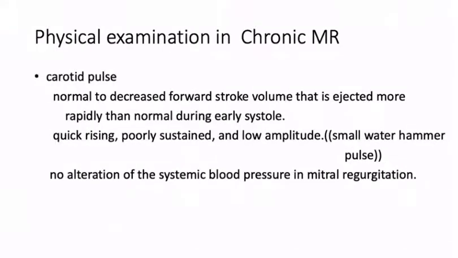Coming to the physical examination in chronic MR, in the carotid pulse, though there is a decrease in forward stroke volume, as the LV ejection time is reduced, there is a rapid, brisk pulse. So it looks like an aortic regurgitation pulse, but the amplitude is very low because there is a decreased forward stroke volume. That differentiates it from AR. The pulse pressure is low in mitral regurgitation, whereas the pulse pressure will be very high in aortic regurgitation patients.